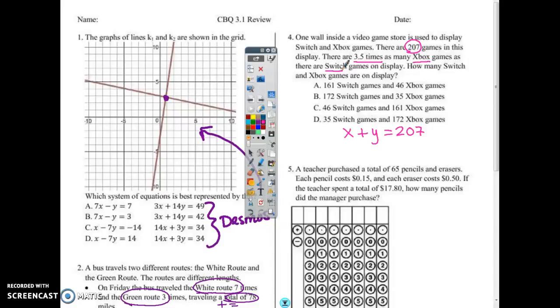What do you have more of? There are 3.5 times as many Xbox games as there are Switch games on display. Which one has more? Is it the Xbox games that has more?